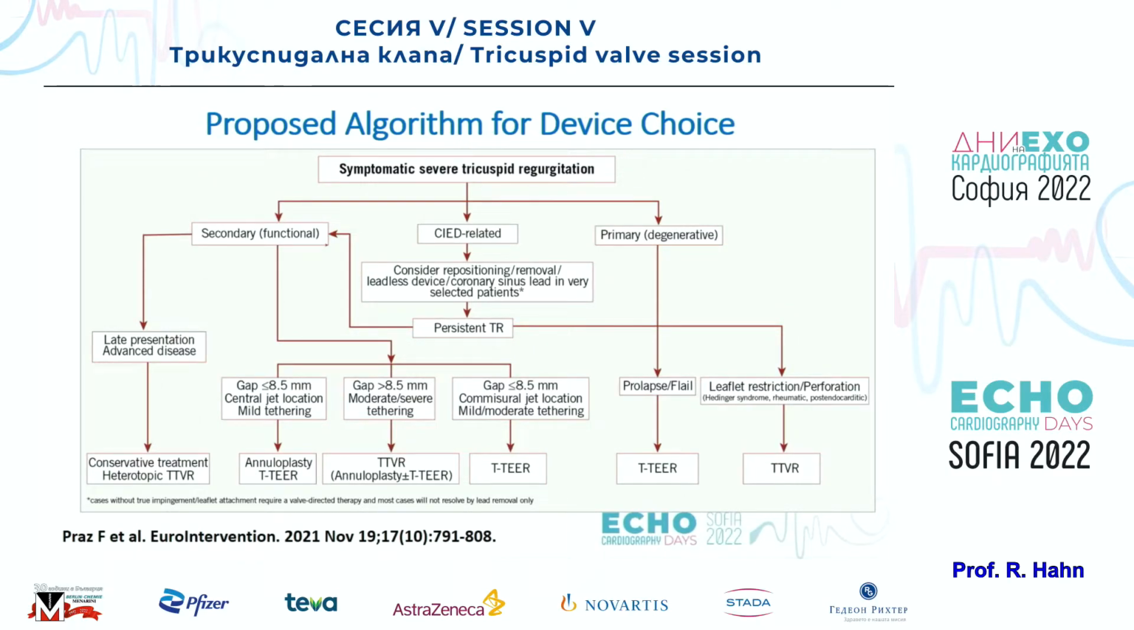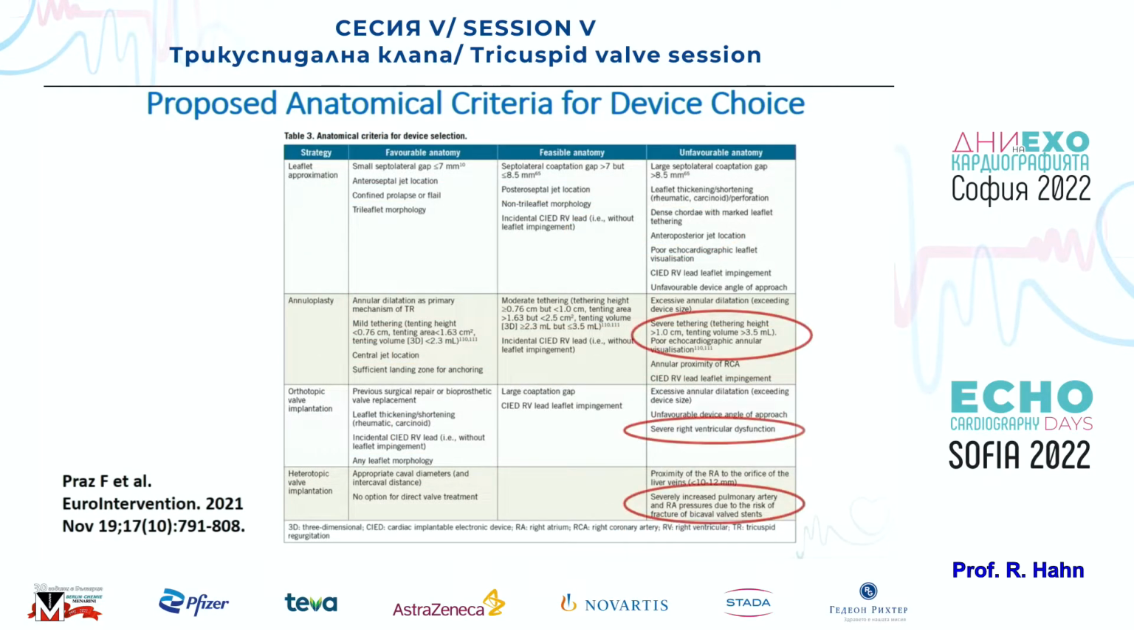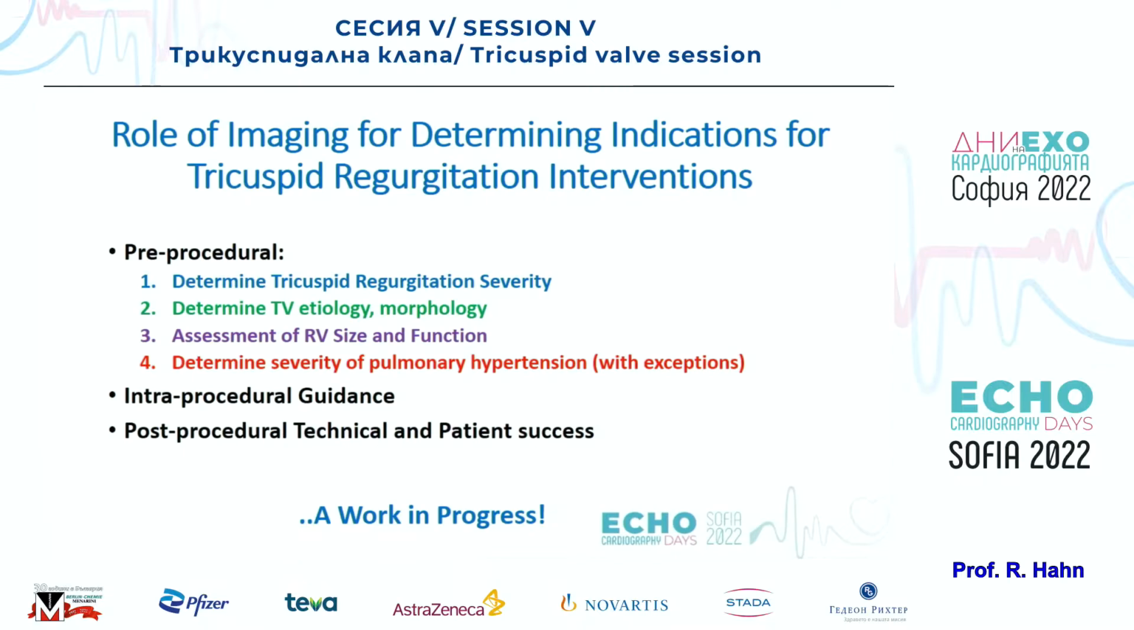So in summary, when we propose an algorithm for device choice, this is again from the Euro-PCR working group, we want to do what we do for surgical valves. We want to decide whether or not we have primary or secondary, and whether or not we have severe or less regurgitation. But in addition, we will be determining whether we have massive and torrential disease. And then we also will look at the severe tethering and therefore the morphology of the valve, as well as right ventricular dysfunction and pulmonary hypertension as possible unfavorable hemodynamic anatomy for these devices.